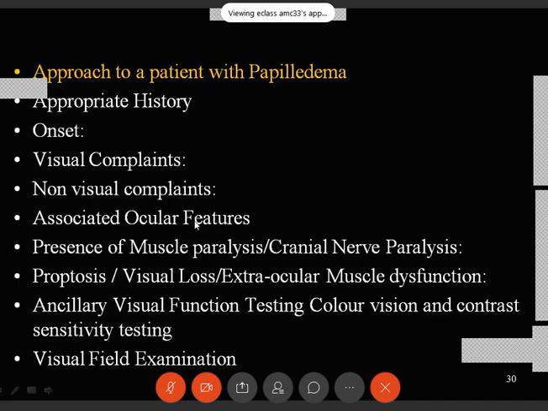Associated ocular features can be seen: proptosis, visual loss, extraocular muscle dysfunctions. Visual field examination in papilledema, you must do it. In visual field examination, if there is enlargement of the blind spot, scotomas and field defects, you can suspect papilledema. It is an emergency condition.